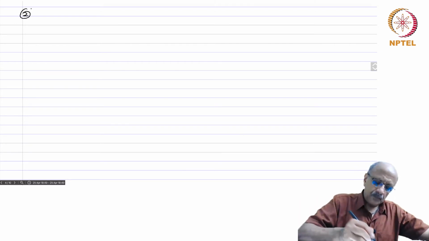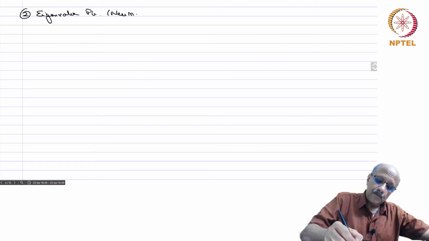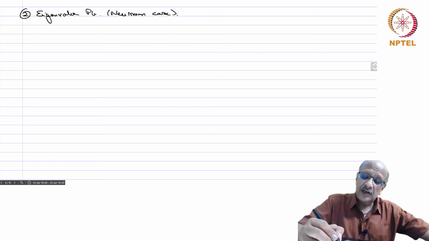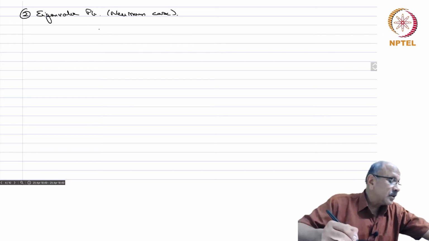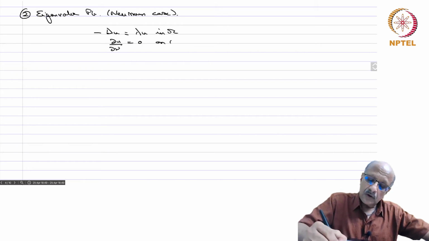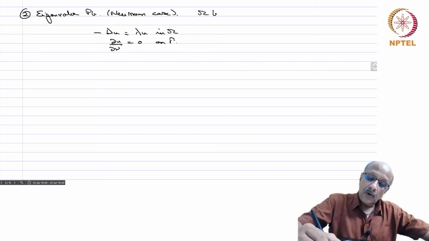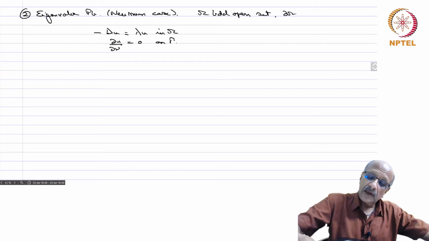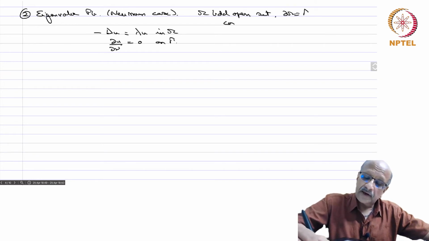Example 2, eigenvalue problem, Neumann case. So we have done the Dirichlet case in the lectures. So we are now looking at the Neumann problem. So minus Laplacian u equals lambda u in omega, and du by d nu equal to 0 on gamma. Okay, so omega bounded open set, boundary of omega equals gamma. So we will also say connected in this case.